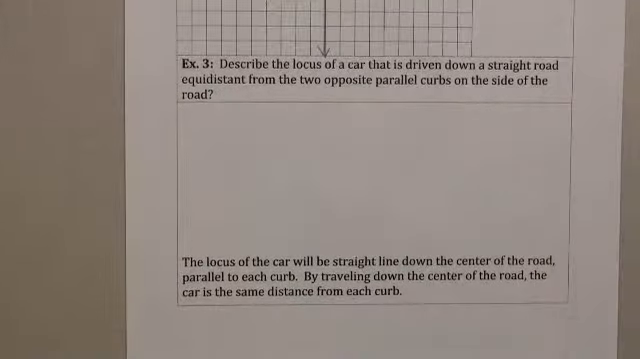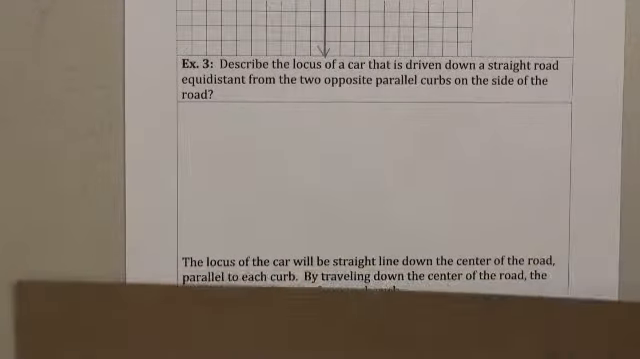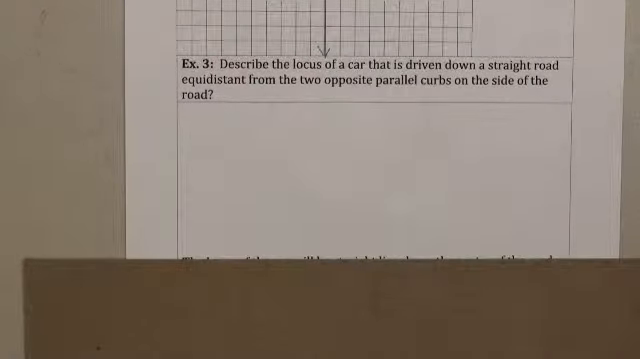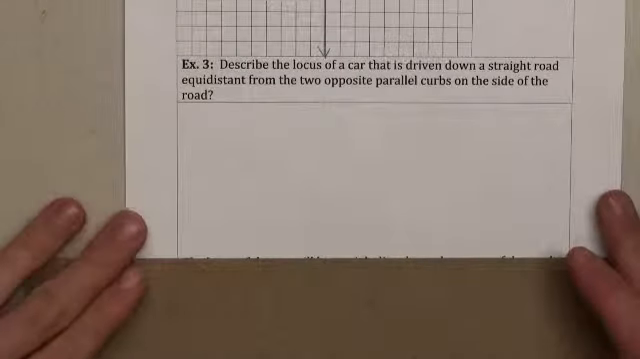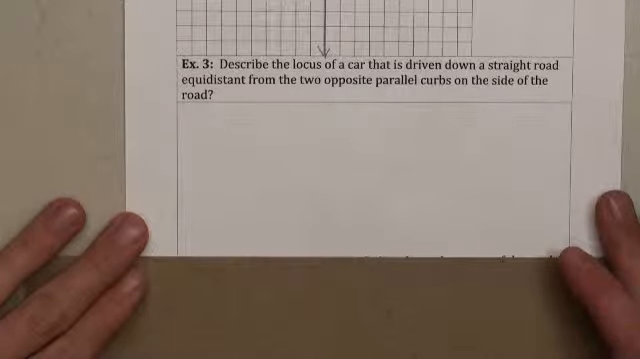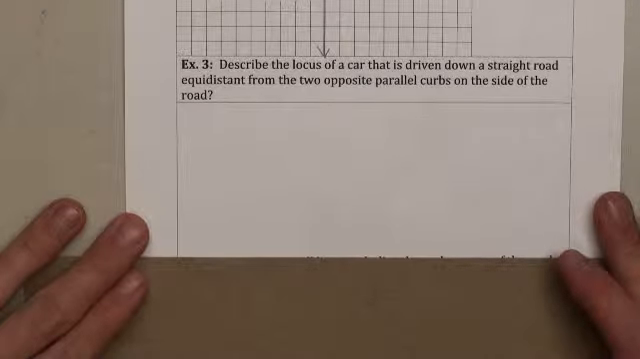Let's see. Describe the locus. Leave space at the bottom for that description, but you're going to write that later. Describe the locus of a car that is driven down a straight road equidistant from two opposite parallel curbs on the side of the road. Okay?